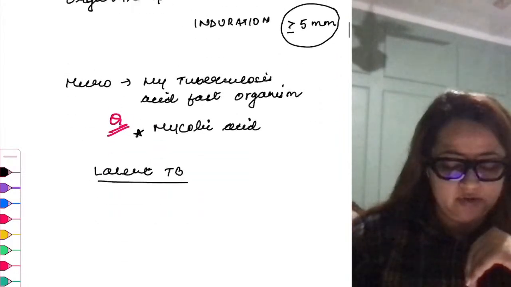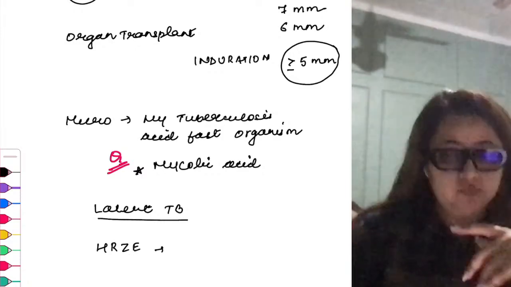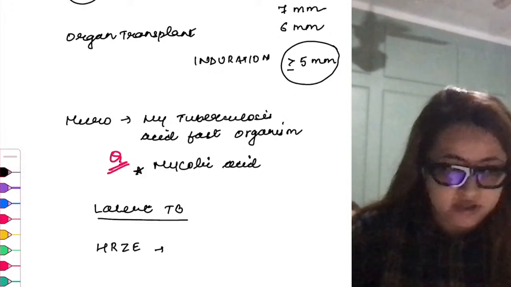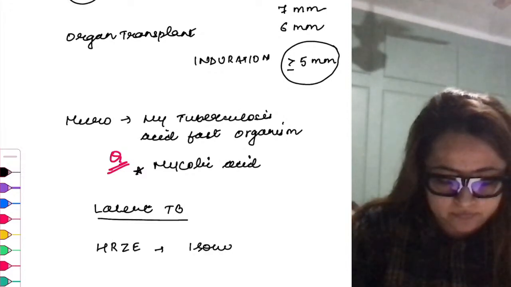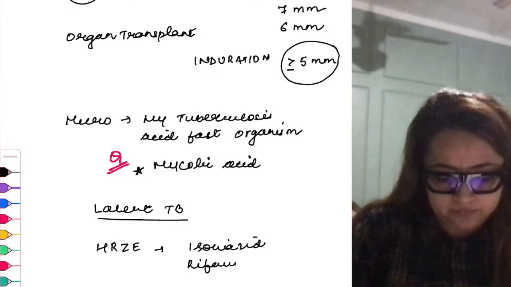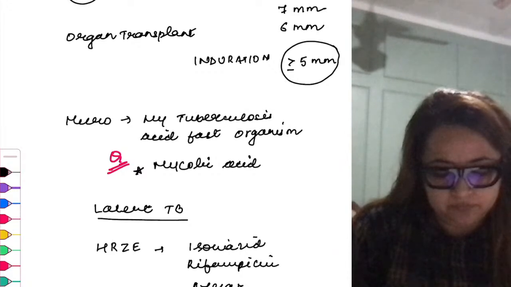All right. And what are the first line drugs for TB? HRZE. Remember, streptomycin is not a first line drug for TB. HRZE, that is isoniazid, then rifampicin, then pyrazinamide, and ethambutol. These are the first line drugs for TB.